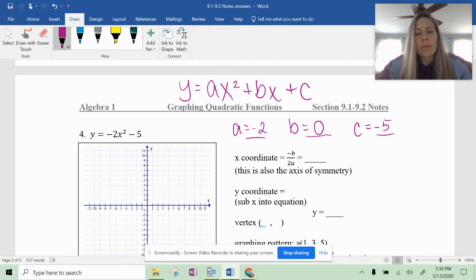So just be careful, because sometimes when one of the terms is missing, people automatically think it's a C, or they mix up which one it is. So just be very careful about identifying your A, B, and C. Now the rest, we're just going to follow the same steps we were doing yesterday.